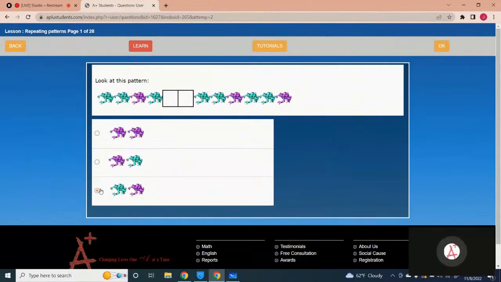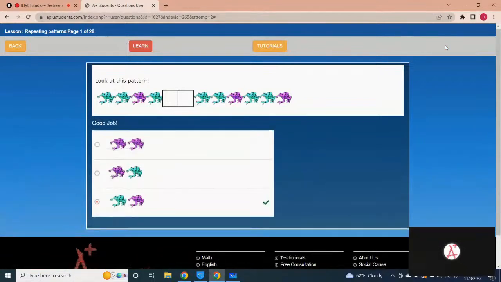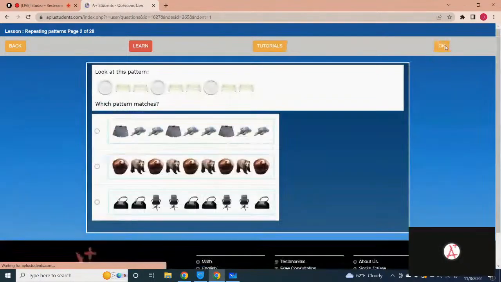Repeating pattern means the same thing that is repeating again and again. Got it? So this is a repeating pattern. You have the pattern that is two of the blue colors and one of the purple, and they are repeating again and again. Got it? So select the correct option and click on the OK button.